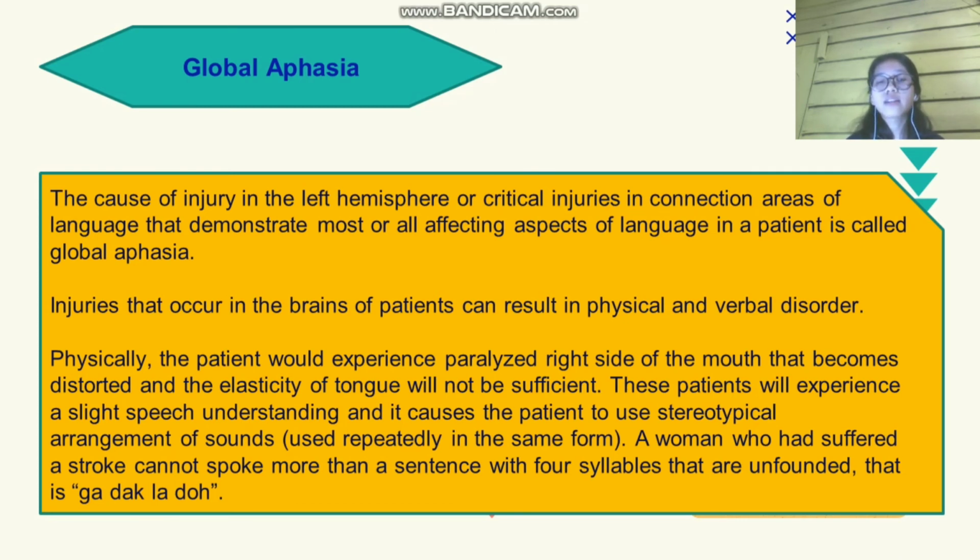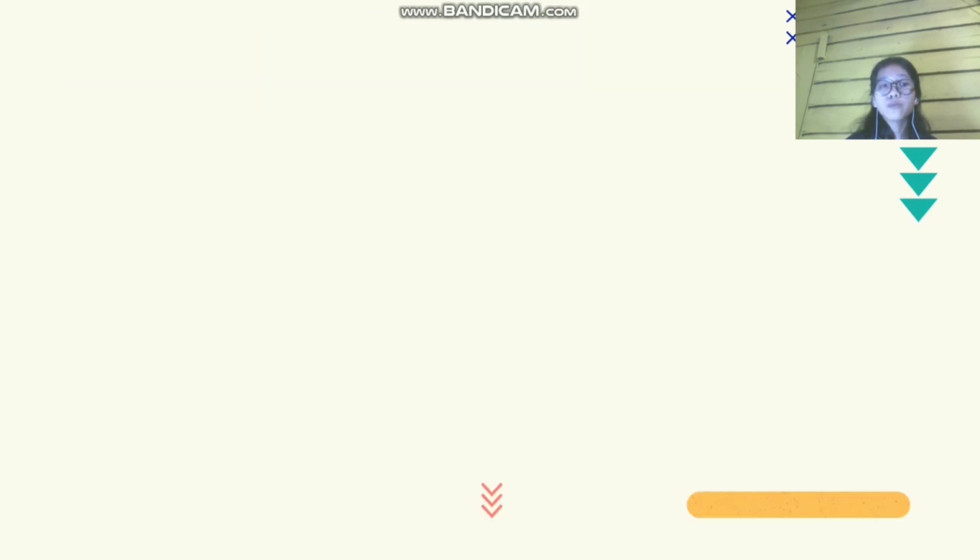A woman who had suffered a stroke cannot speak more than a sentence with 4 syllables that are unfounded. That is ga, dak, la, do.